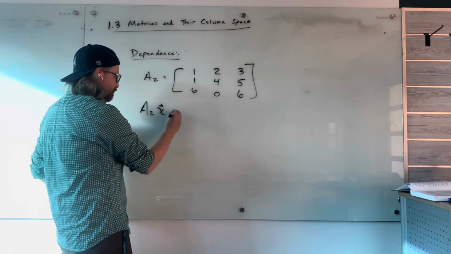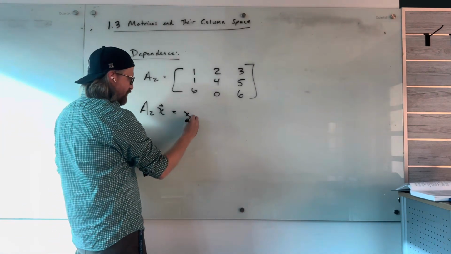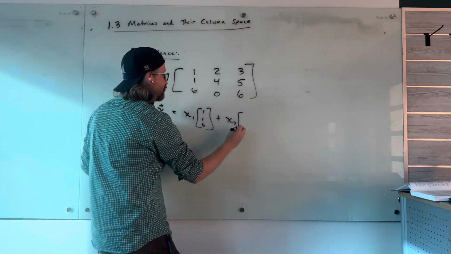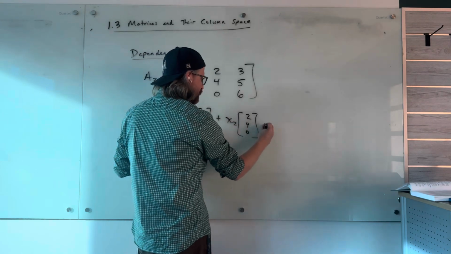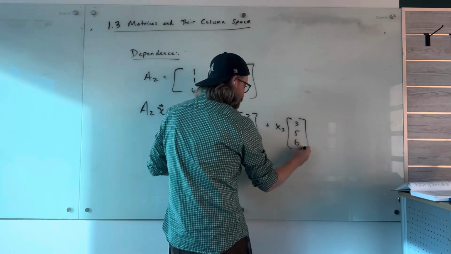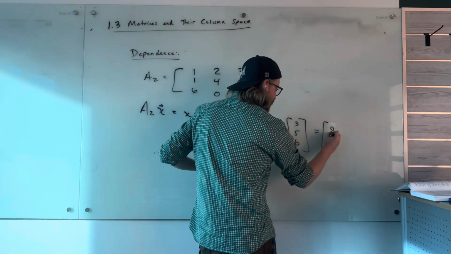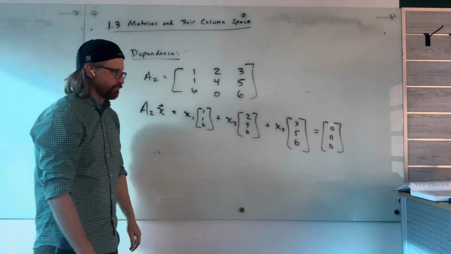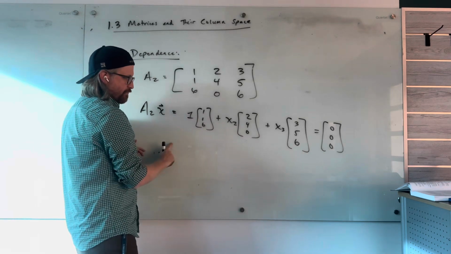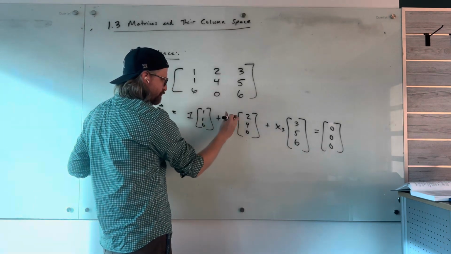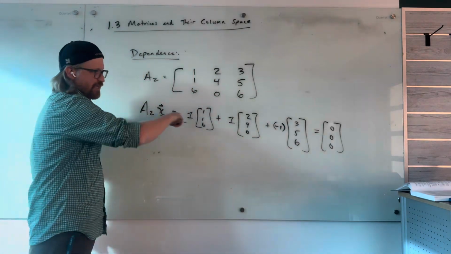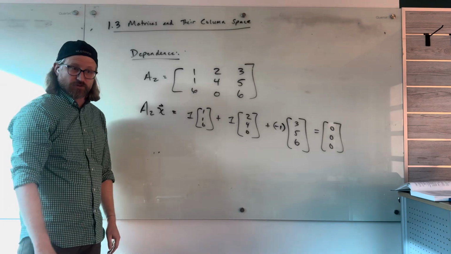When I do this multiplication, I do x1 times (1, 1, 6), plus x2 times (2, 4, 0), plus x3 times (3, 5, 6). If I'm trying to figure out what combination would create zeros across the board, if I let x1 be 1, I let x2 be 1, and I let x3 be negative 1, see how I can get my 0 vector as a result?